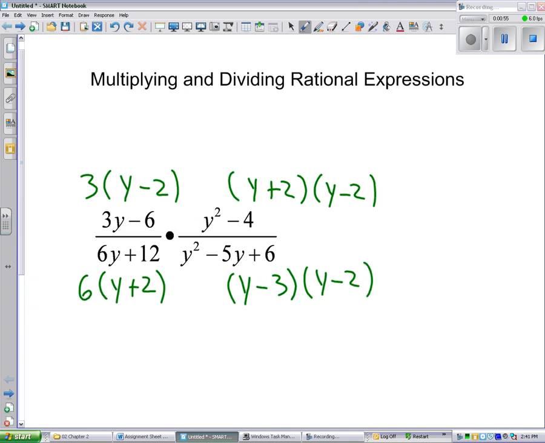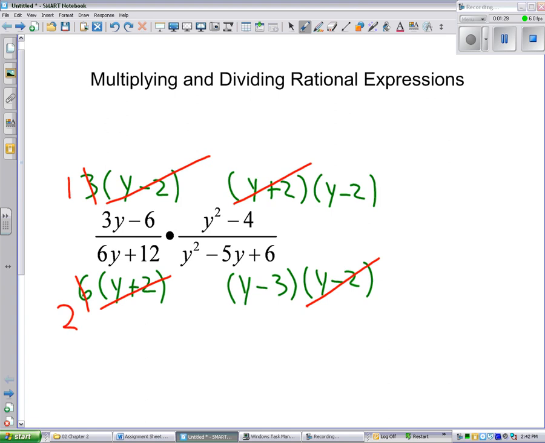Once each part has been factored completely, we look at factors of the numerator and denominator that are consistent and that we can cross out. So we see we have a y minus 2 on top, can be crossed out with a y minus 2 on the bottom. A y plus 2 on the bottom can be crossed out with a y plus 2 on the top. And we can see that 3 and 6 can be factored into 1 and 2.